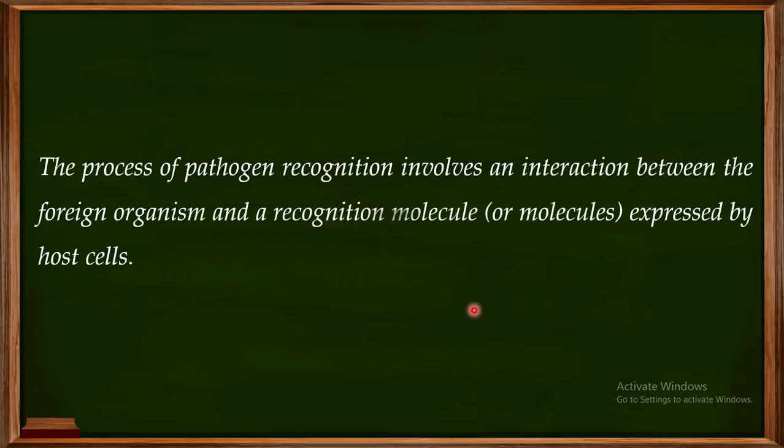Now, in my next video, I'll be focusing on the process of pathogen recognition, which involves an interaction between the foreign organism, meaning the pathogen, and a recognition molecule expressed by the host cell. The immune system uses a particular set of molecules to recognize particular pathogens, and it recognizes the pathogens by exploiting the different kinds of molecules present on them. So that will be the focus of our next video.